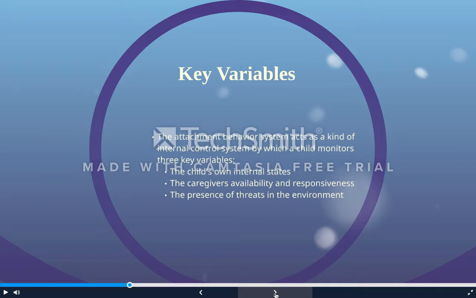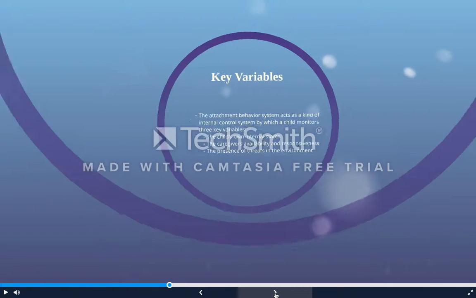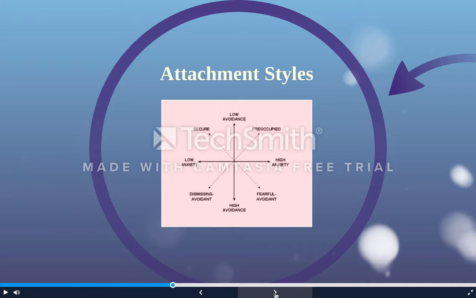Now we will move into the different types of attachment styles. The attachment styles are secure, preoccupied, dismissive, and fearful. These are viewed as quadrants and are defined by the dimensions of anxiety and avoidance.